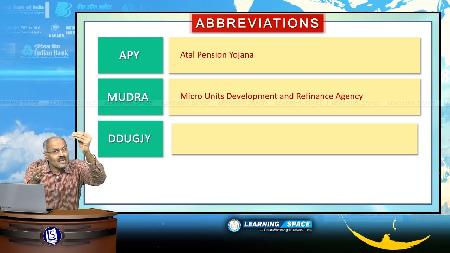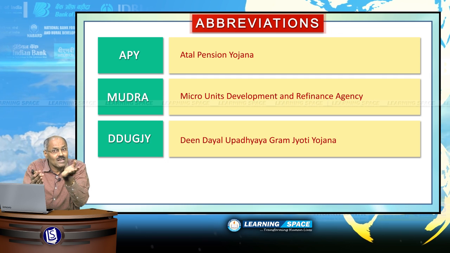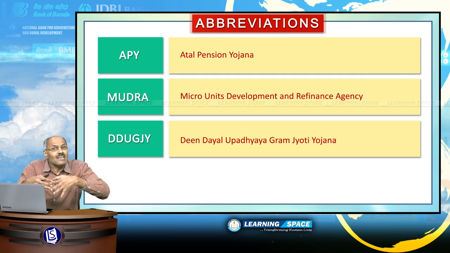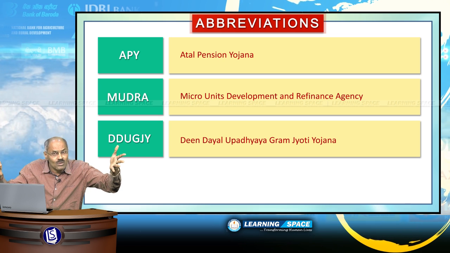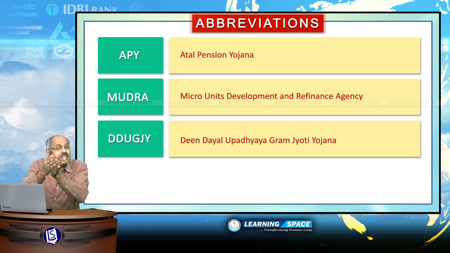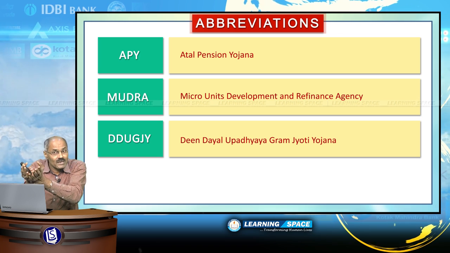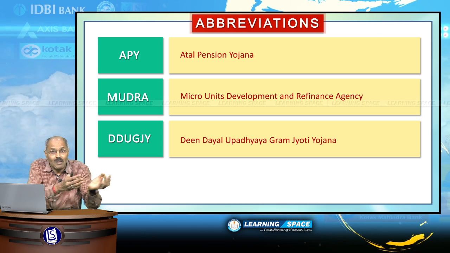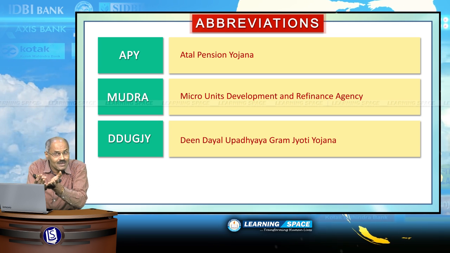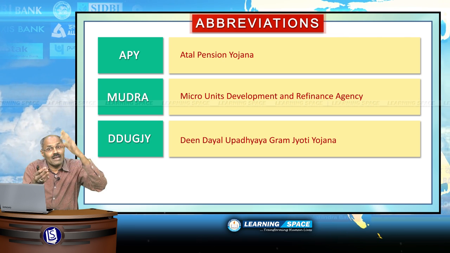DDUGJY, this is Deen Dayal Upadhyay Gram Jyoti Yojana. The main purpose of Deen Dayal Upadhyay Gram Jyoti Yojana is to provide uninterrupted power supply in rural areas by separating agriculture feeders from domestic feeders. By separating domestic feeders and agriculture feeders, the main purpose of this mission is to provide 24-hour power supply to the domestic households in rural areas.